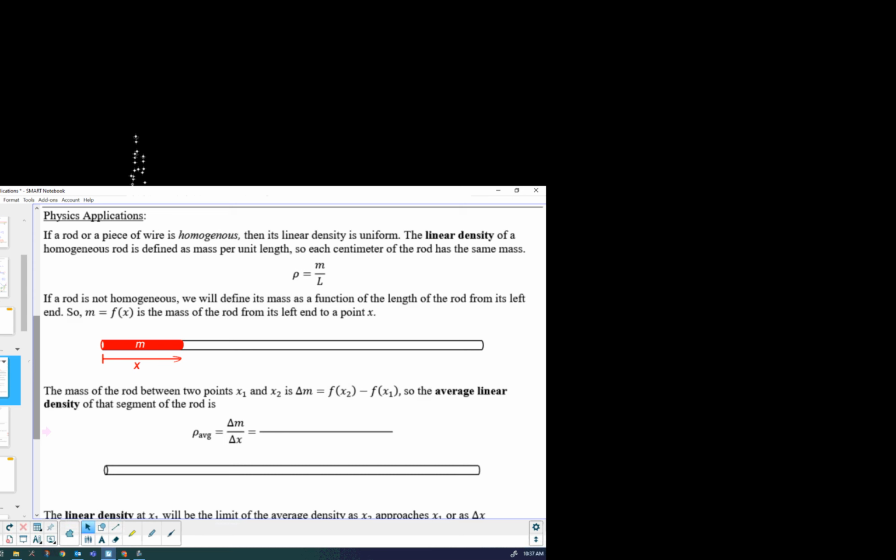Depending on how long this x is, my mass will vary. So we're expecting it to increase as we go from left to right. And so we're saying that it is some function that depends on x. That's why we're saying m is equal to f of x. So far, so good?